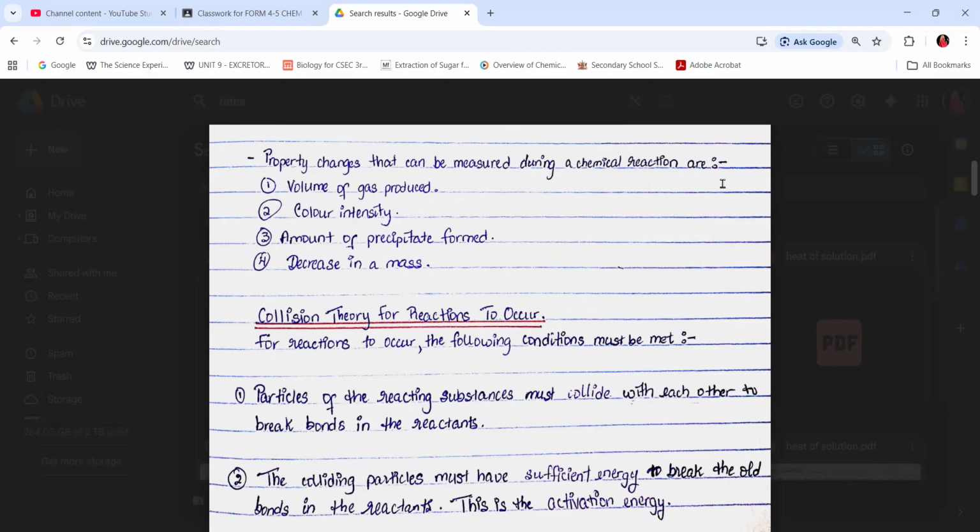Now, in order for reactions to occur, particles must collide, right? They have to bounce into each other. The particles of the reactants have to bounce into each other in order to bring about the bonds breaking and the bonds forming. So you have to have collision occurring. The particles must collide, but they must also collide with enough energy to cause the bonds to break and to cause new bonds to form, right?